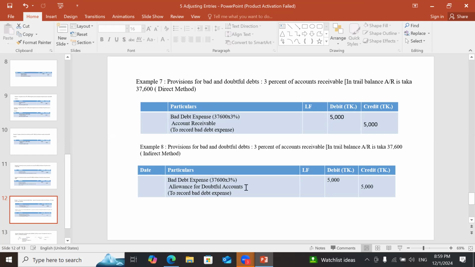You know, directly hit the account receivable. You just hit it indirectly through allowance for doubtful account. Allowance for doubtful account. Okay. Have any question about this?